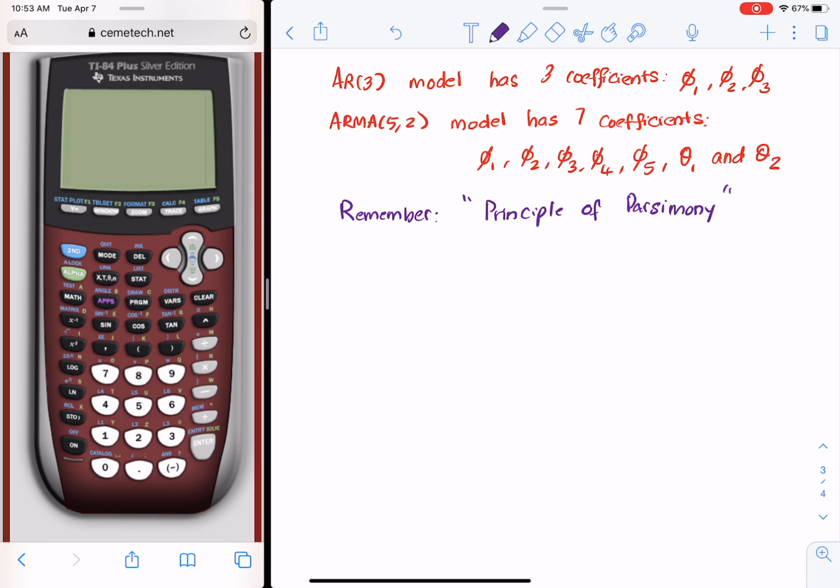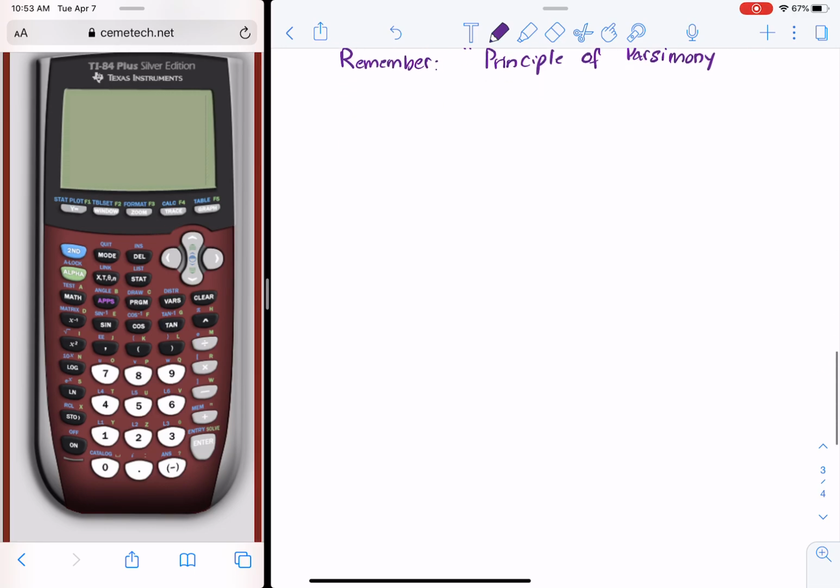Again, as I mentioned, there are model identification techniques which would help us identify the model that we want to go for. So now we have the characteristic polynomials.